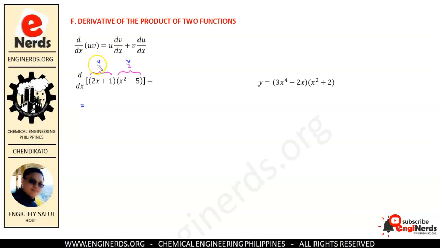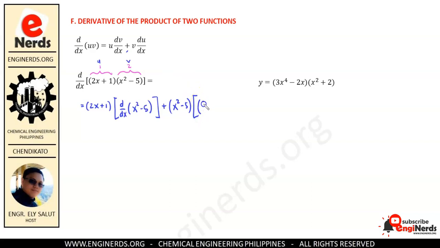So kopyahin daw muna natin itong ating u. So we'll have here 2x plus 1. And then we will take the derivative of our v. Ang ating v is x squared minus 5. And then plus, we have here addition plus. Kopyahin naman daw natin ang ating v. Our v is x squared minus 5. Then take the derivative of our u.